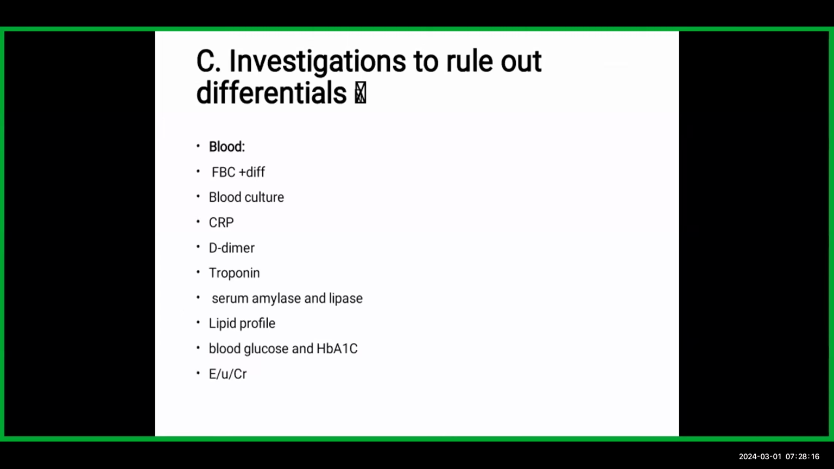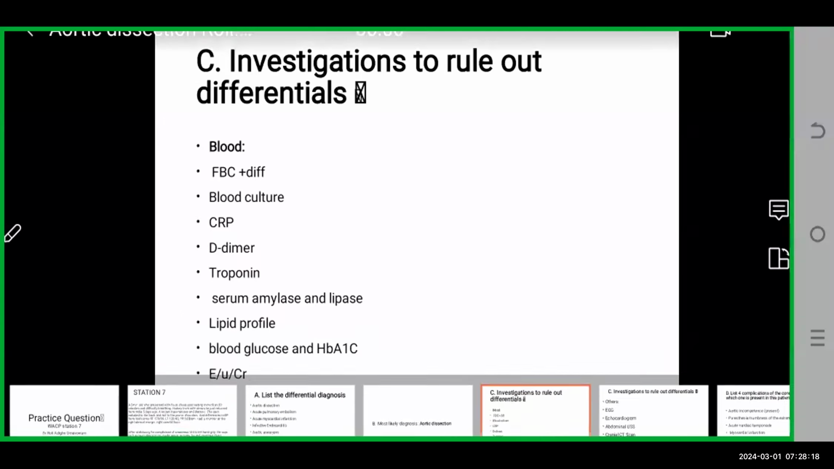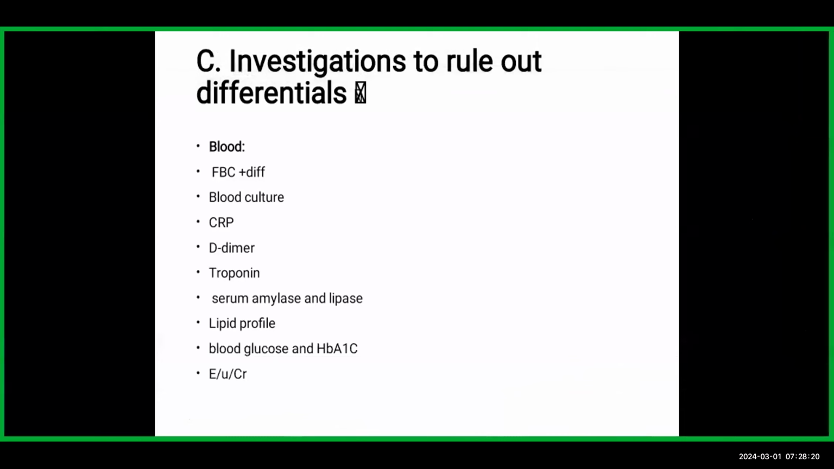And also, can COVID-19 be a differential? Especially in that period of time when the question was set.